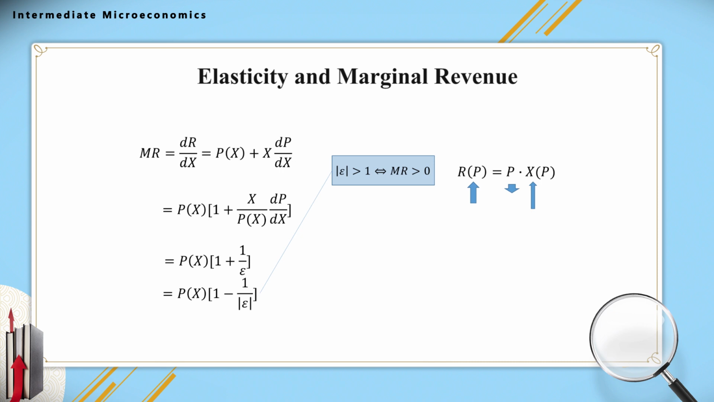In contrast, when the elasticity is less than 1, the marginal revenue is negative. In this case, in order to increase sales quantity, the firm needs to substantially reduce the price because demand is inelastic. Therefore, increasing sales quantity will reduce total revenue.